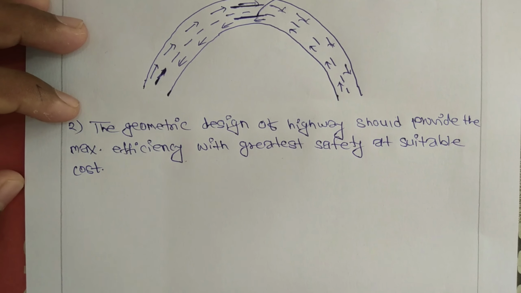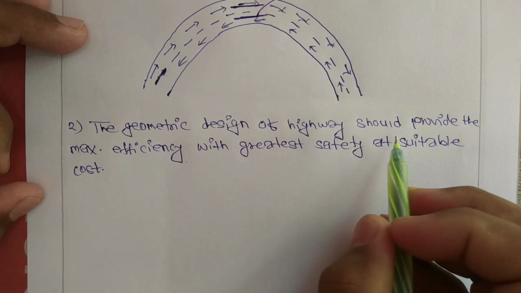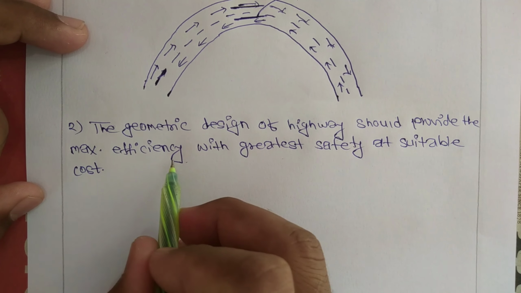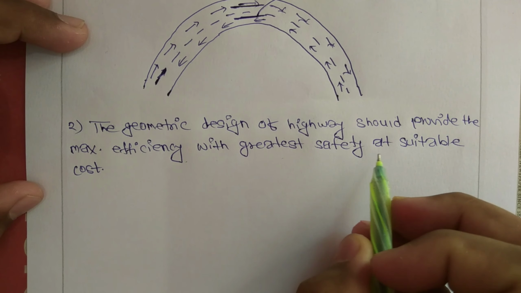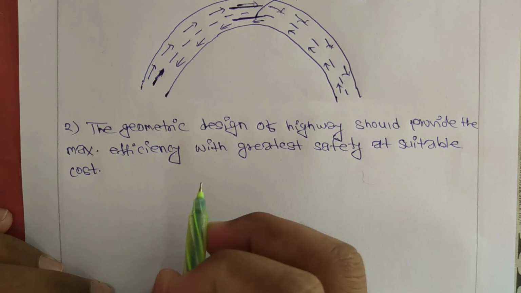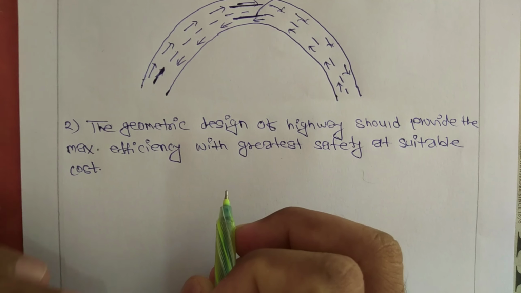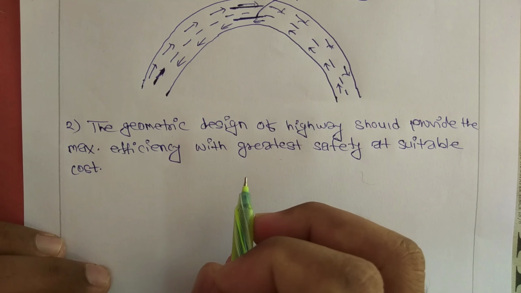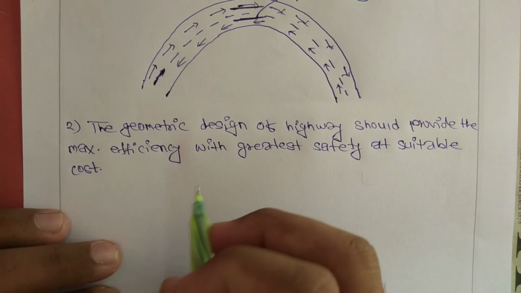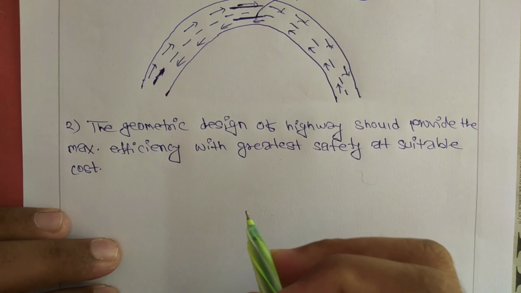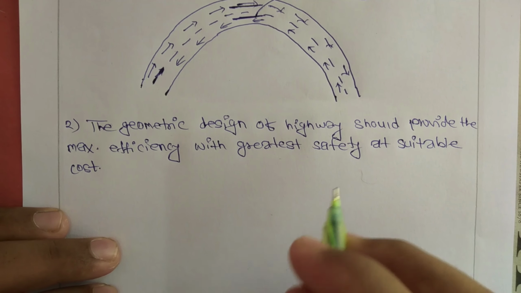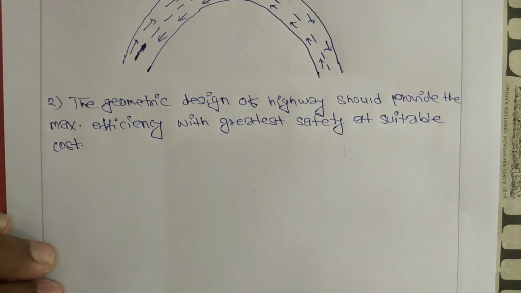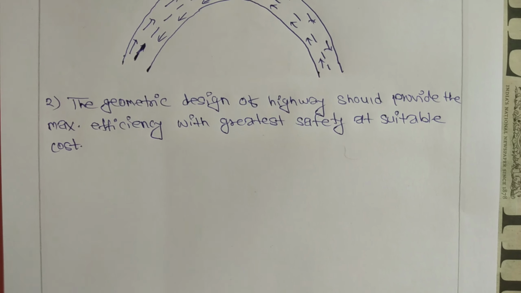So moving on to the second point, that is the geometric design of highway should provide the maximum efficiency with greatest safety at suitable cost. While we are designing the geometric design in the highway, we have to design in such a way so that it provides the maximum efficiency with greatest safety at suitable cost. So moving on to the third point.